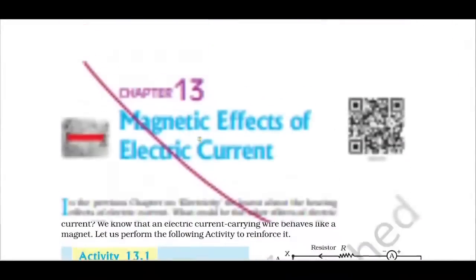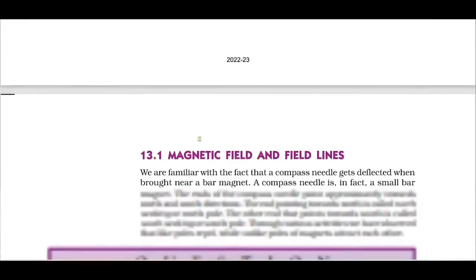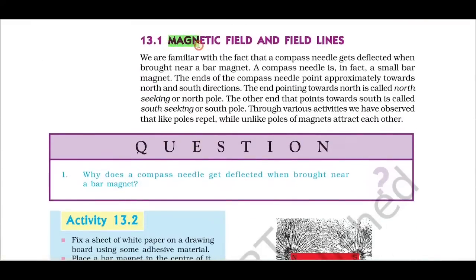Next, on the next page we have an important concept: magnetic field and field lines. If you place a compass needle near a bar magnet, what happens? It deflects, right? That means it shows the presence of a magnetic field. The end pointing towards the north is called the north pole. The other end pointing towards the south is called the south pole. A bar magnet will have a north pole and a south pole.